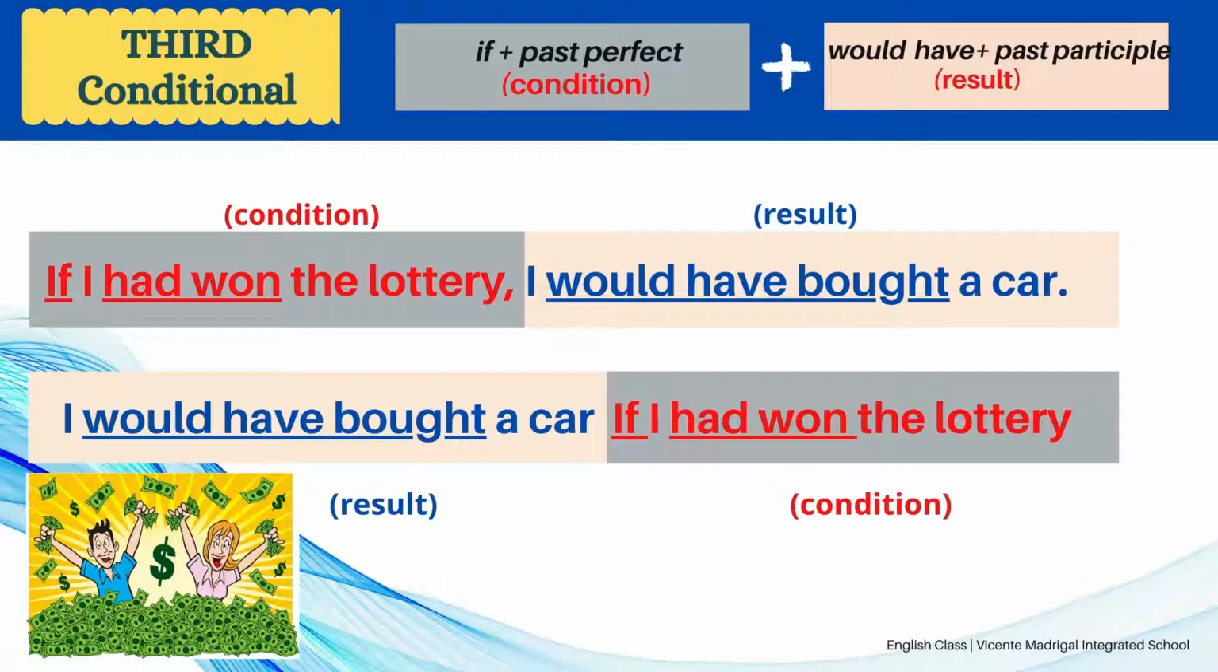This is third conditional because we talked about a condition in the past that did not happen, which is winning the lottery. That is why there is no possibility for the result to happen, which is to buy a car. Note that we did not use comma to separate the parts when we interchange the positions of the clauses in the sentence. I would have bought a car if I had won the lottery.